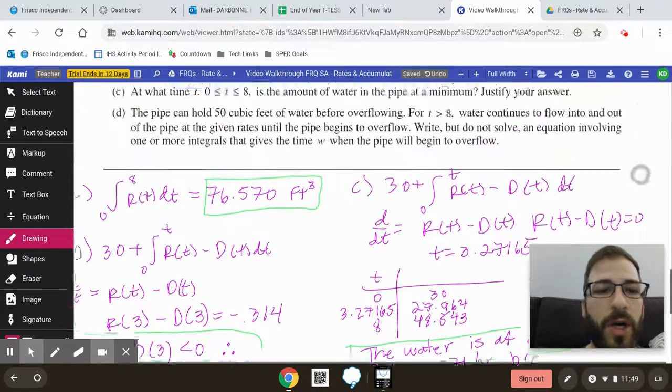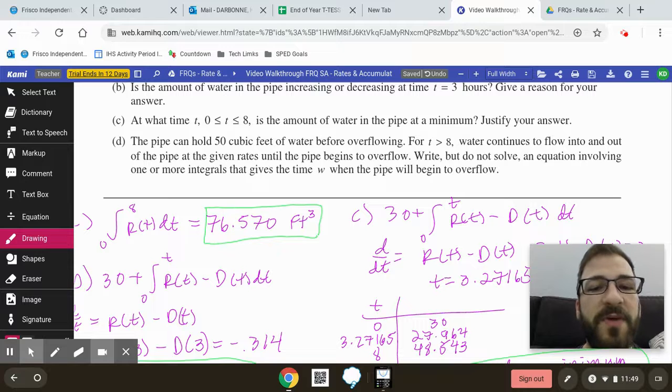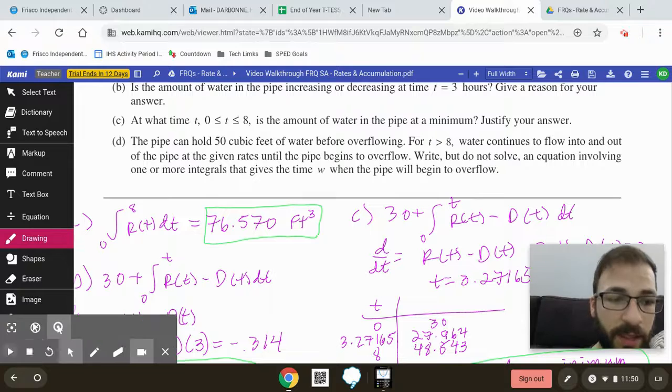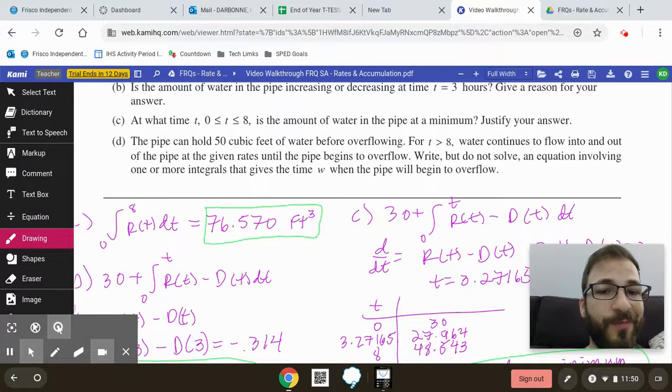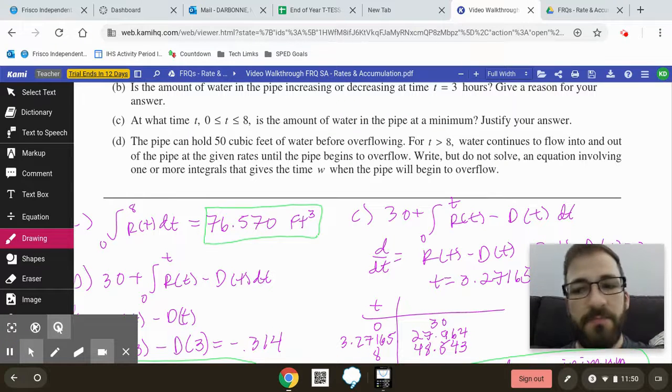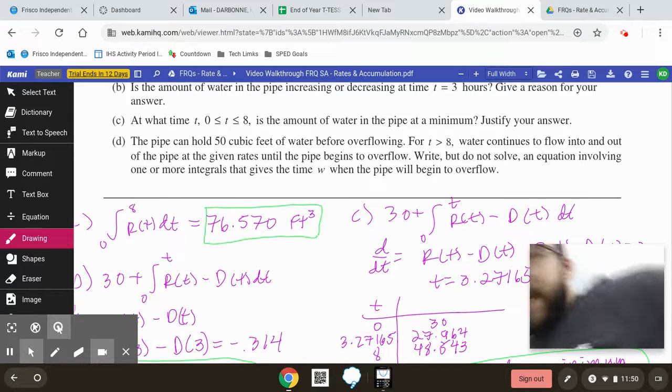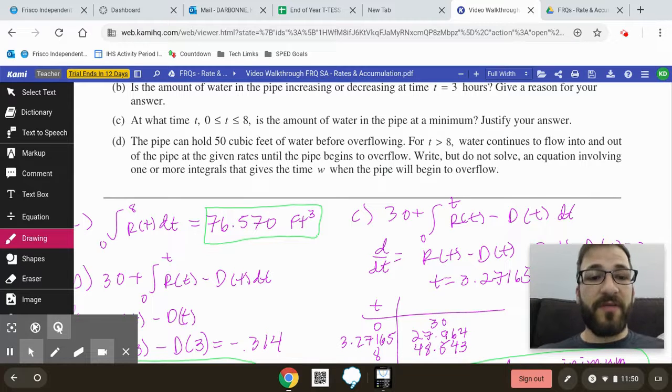All right, part D. The pipe can hold 50 cubic feet of water before overflowing for t is greater than 8. Water continues to flow into and out of the pipe at the given rates until the pipe begins to overflow, right? But do not solve an equation involving one or more integrals that gives the time w when the pipe will begin to overflow. Okay, so this question kind of reads a little bit confusing, but it's really not hard. It's like the easiest last little step you could ever think of.